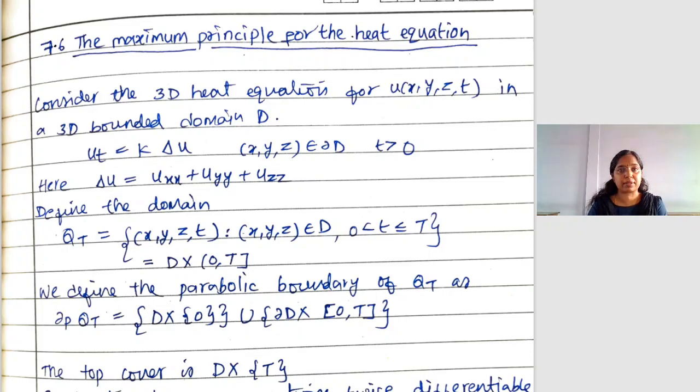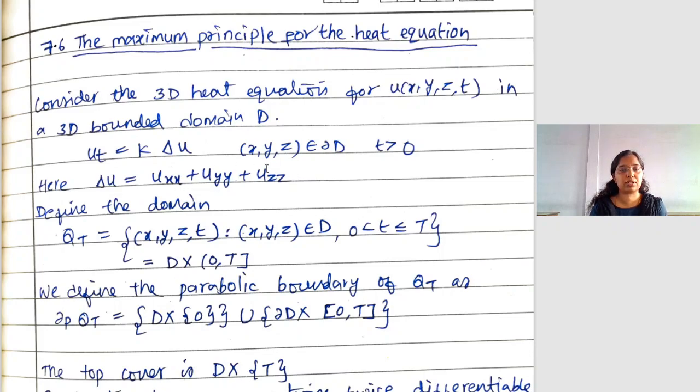Before going to the maximum principle, we will see some of these notations. So we consider a 3D heat equation. 3D means it is in 3 dimensions. So we have 3 space variables x, y and z. t is the time domain. t represents time. So the heat equation is ut equal to k delta u, where x, y, z are elements of the domain and t greater than 0. So delta u represents uxx plus uyy plus uzz.